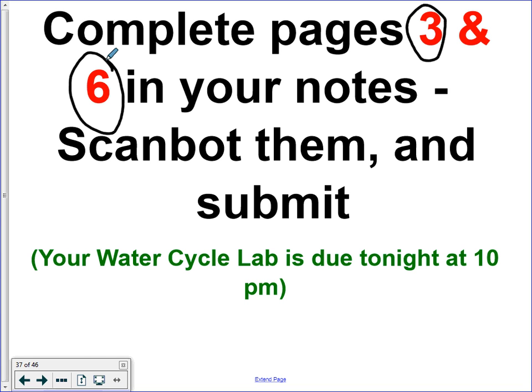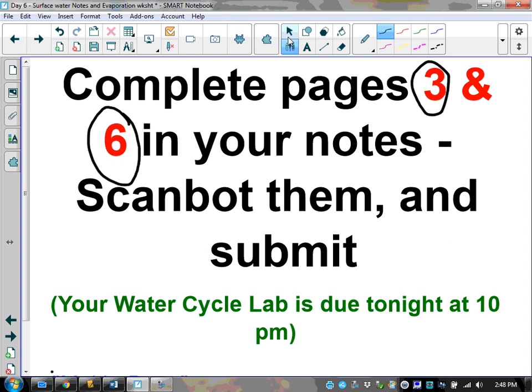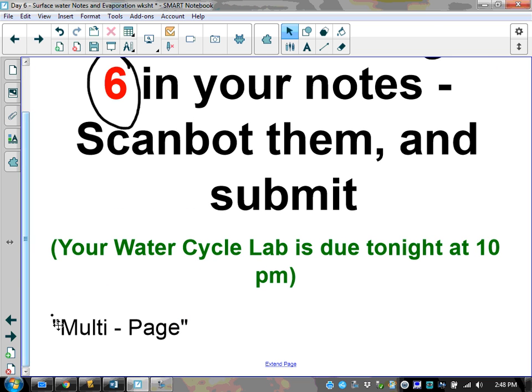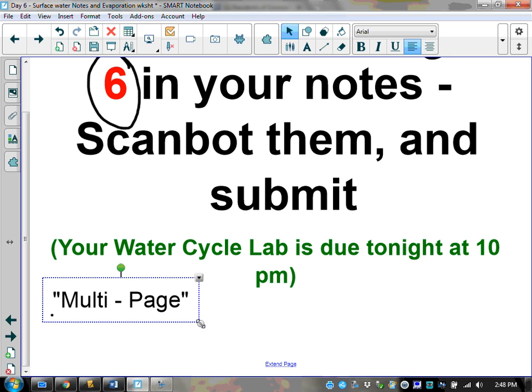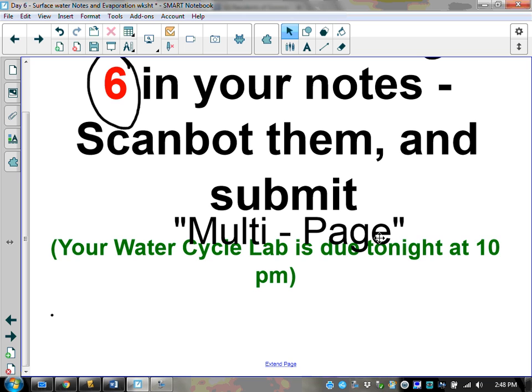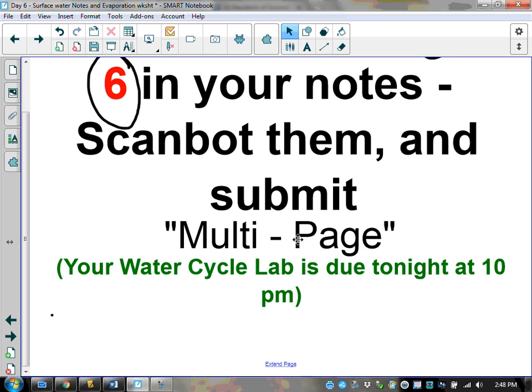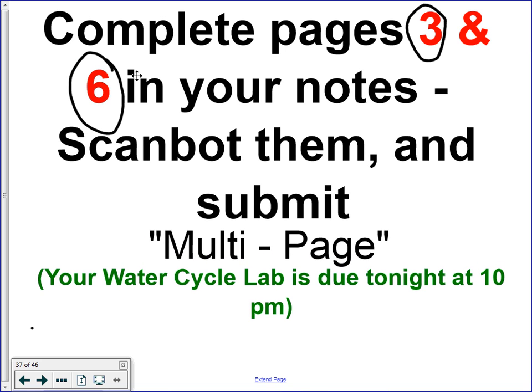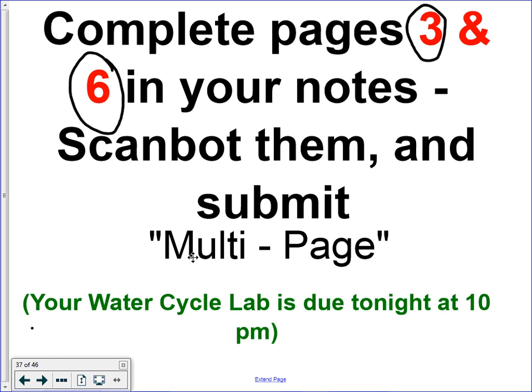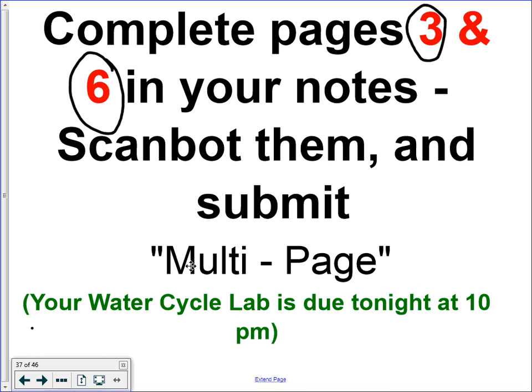You will use ScanBot, and don't forget to click on multi-page before you scan your pages, because multi-page is what allows you to add 2 worksheets to the same file. If you have any troubles doing that, please ask around class and find someone who knows where the multi-page button is. I tried to show it to as many people as I could last week when we were working on that water cycle assignment. That's due today at the end of class. And then obviously don't forget that your water cycle lab is due tonight at 10.